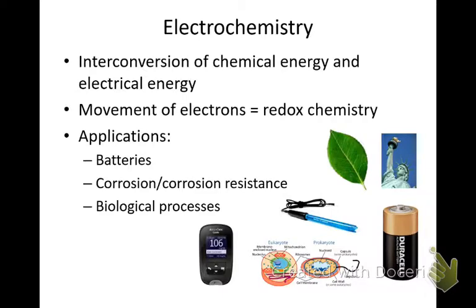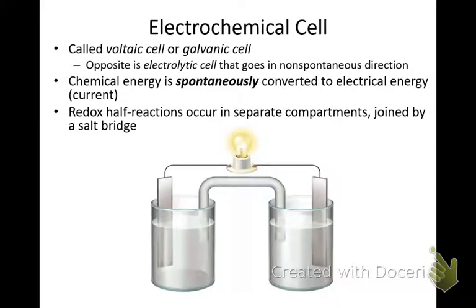Now, in the lab, an electrochemical cell might look something like this. We imagine two compartments that are connected by a salt bridge, and we have our two half reactions happening in these two different compartments. Even though a battery doesn't really look like this because of the way that we package it, we can imagine that the same things are happening.